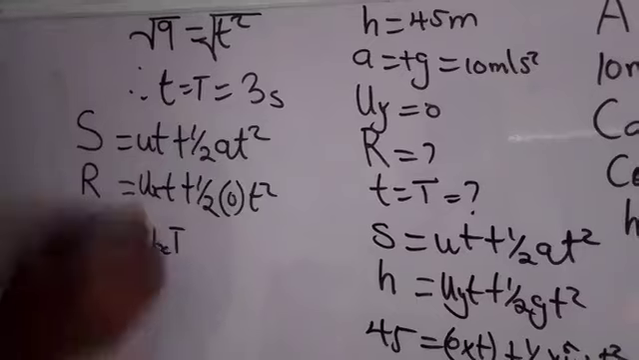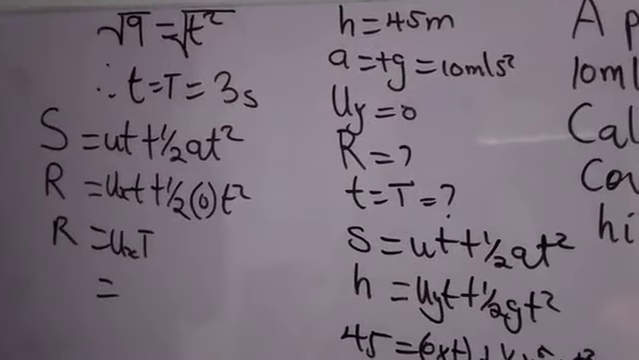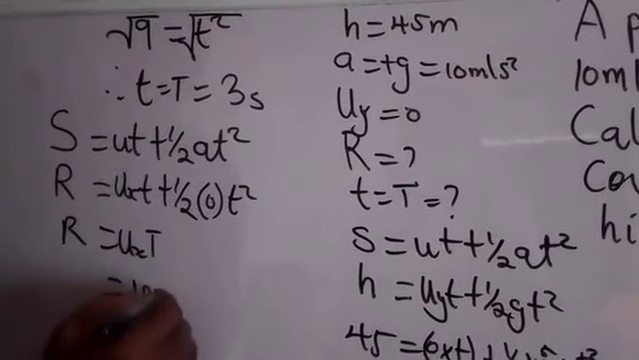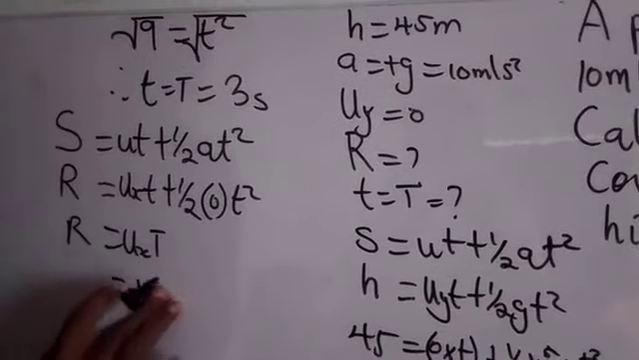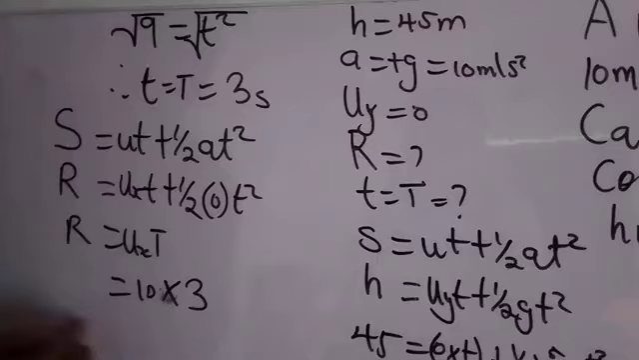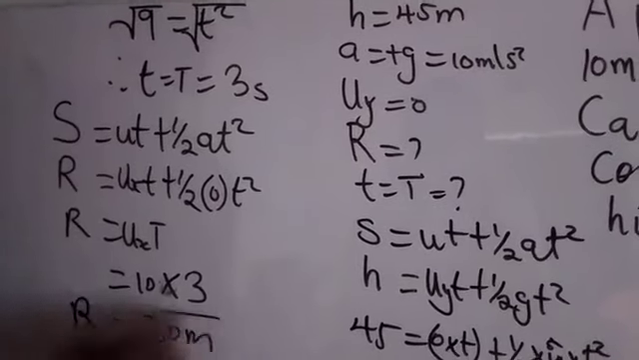So what do we do? Ux was given as 10 meters per second multiplied by time of flight 3. So we have r as 30 meters.